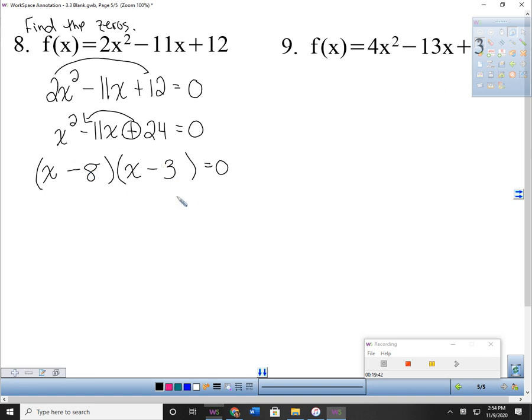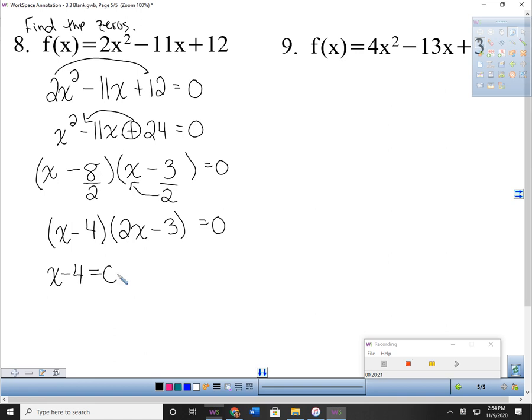But I can't forget, once I get it factored, to undo that illegal move. So I'm going to divide both of these by 2. And remember, you always reduce if you can reduce. So 8 divided by 2 is 4. But 3 over 2 does not reduce at all, so I'm going to go ahead and move the 2 up front. Remember, if it does reduce, you need to reduce before you move anything. Now unfactored, I'm going to set those equal to 0. So x minus 4 equals 0, and 2x minus 3 equals 0.